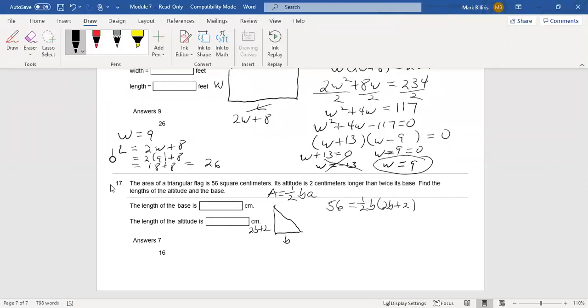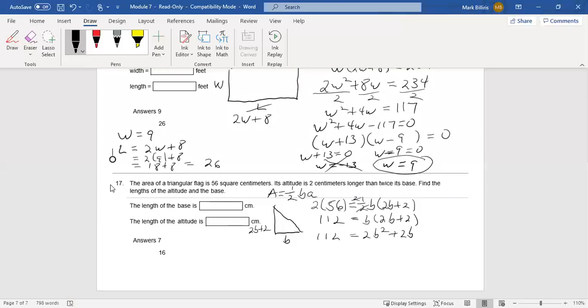So as we did before in solving rational equations, the first thing that may make life easier on you is to get rid of this fraction. So multiply both sides by 2. So on the right-hand side, the 2's reduce, leaving us b times 2b plus 2. And on the left-hand side, 2 times 56 is 112. So we're going to distribute. So b times 2b is 2b squared, and b times 2 is simply 2b.